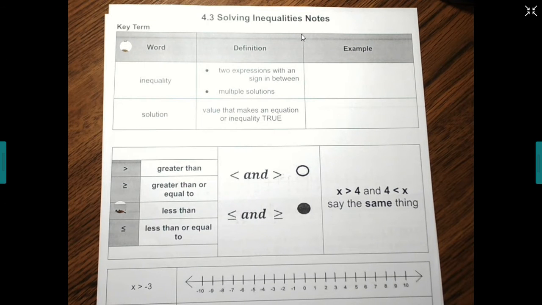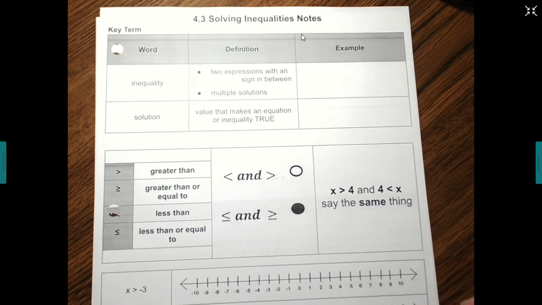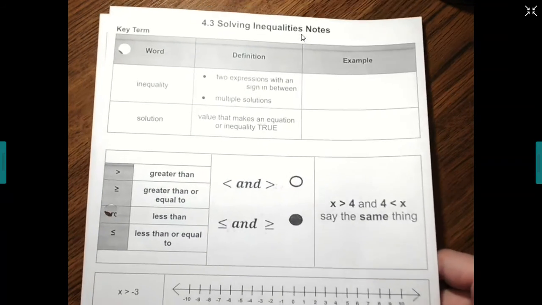Okay, today we're going to be working on solving inequalities. Let's go over this first page of notes here really quickly.